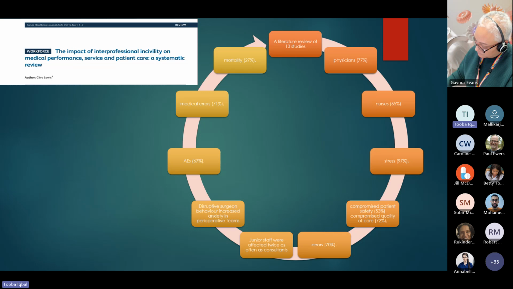They also came out with the data that 97% of responders said that they do experience stress after these incidents. It led to 53% compromise or reduction in patient safety. There was compromised quality of care in 72% of the cases. It led to errors in 70% of the cases. This is quite significant, and this shows us how important it is for us to deal with this situation, to cover incivility and look for solutions for this.